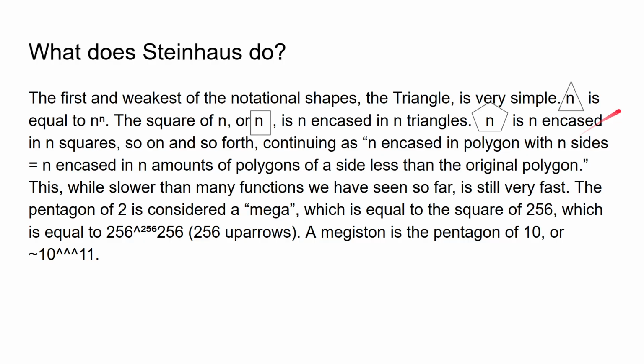So, n encased in a polygon with n sides is equal to n encased in n polygons of a side less than the original polygon. So this is a polygon, obviously. All these are polygons. So this has 5 sides, 4 sides, 3 sides. There's no 2-sided polygon. There's no 1-sided polygon, at least not on a 2-dimensional plane. So the triangle is the lowest that you can get.